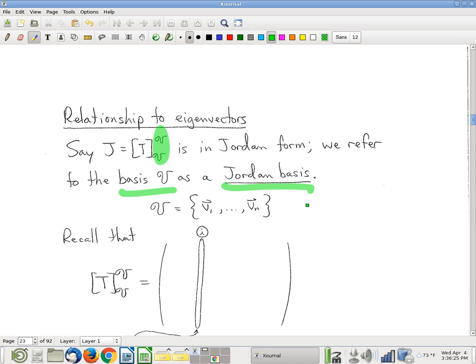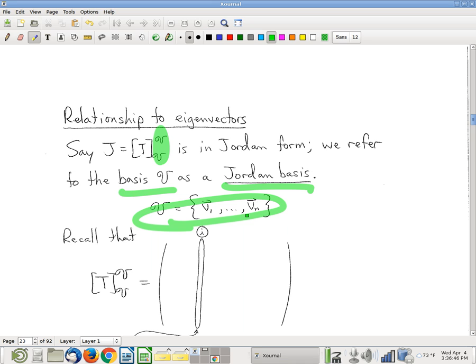So it's not unique, by the way. There's lots of different Jordan bases that will put a matrix into the same Jordan canonical form. We're not going to worry about that very much in this class, but just for the record. So these vectors here, what can we say about them at all?